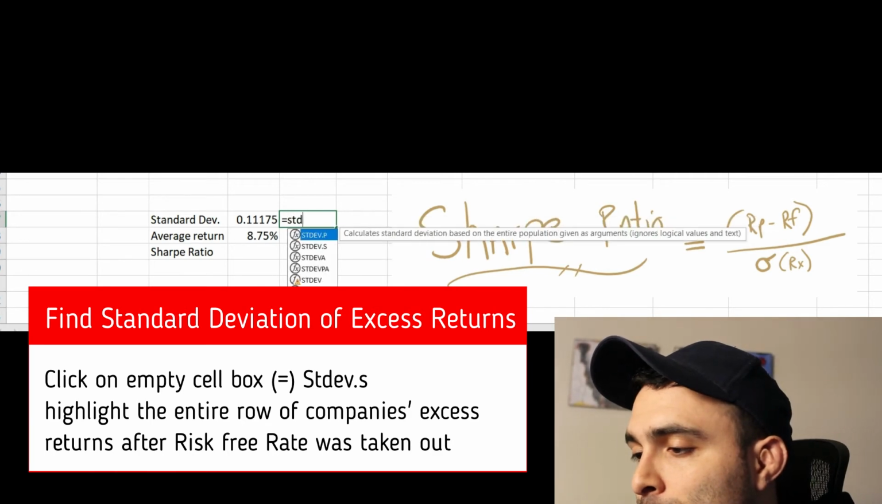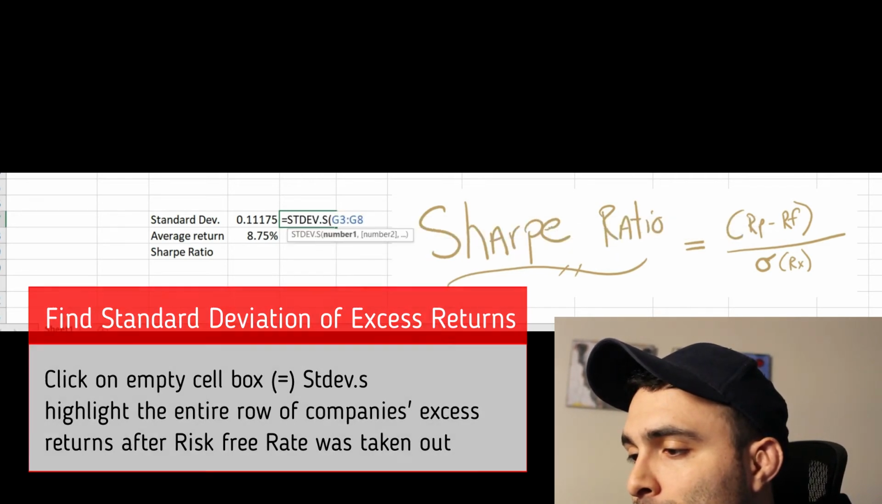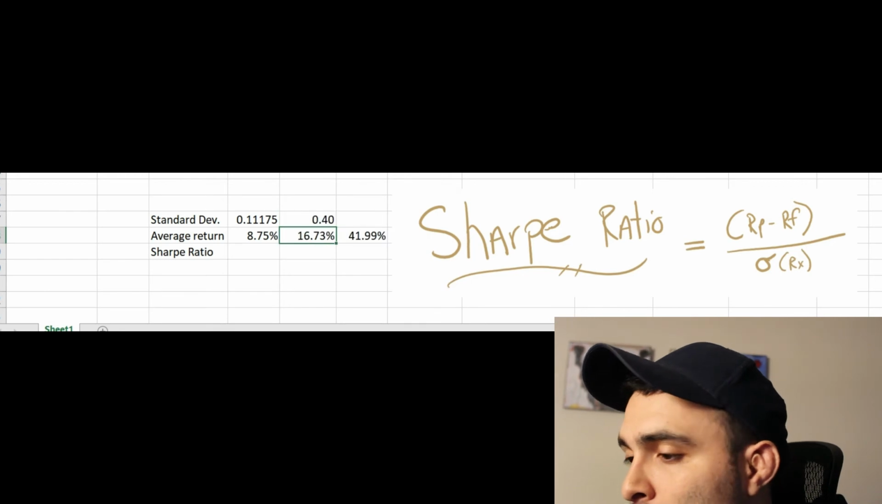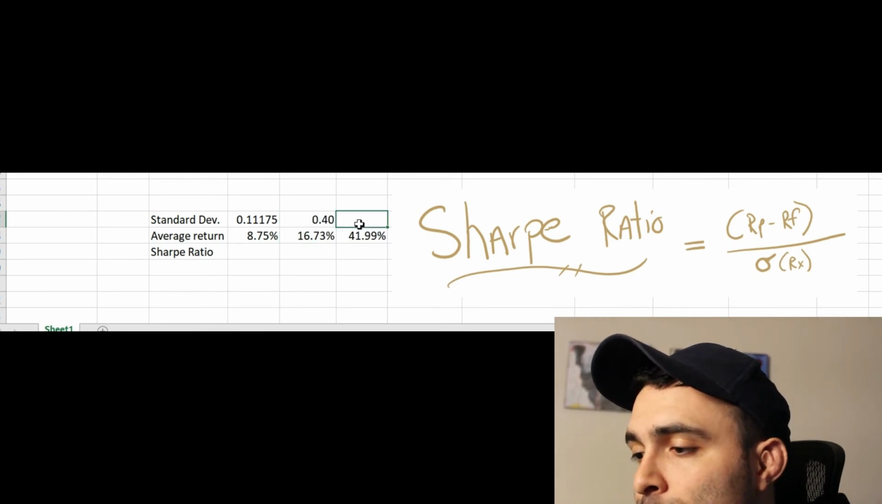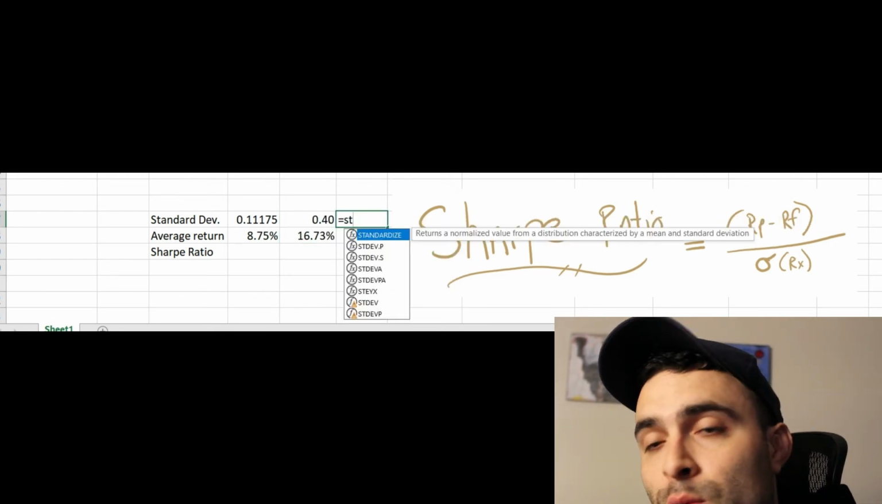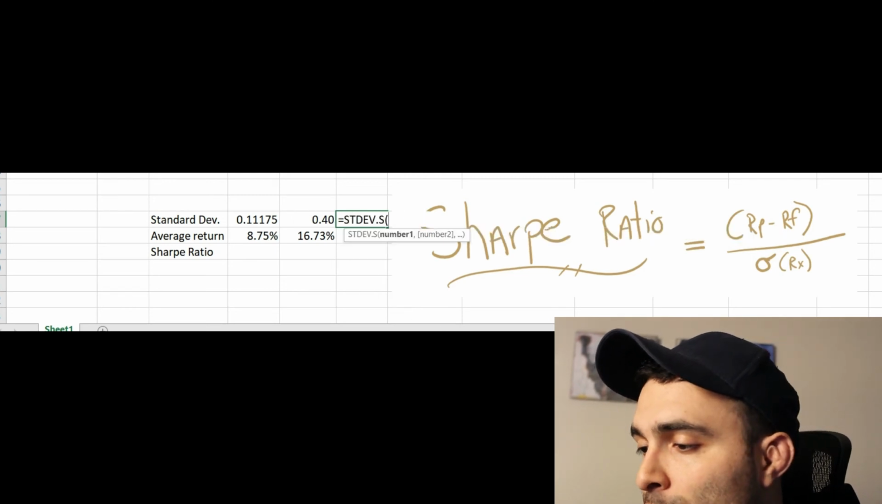No, not that. This. Standard deviation of Johnson & Johnson was 0.11175.